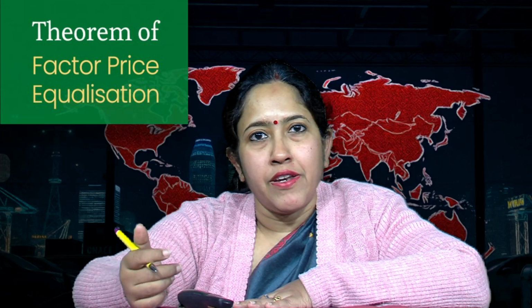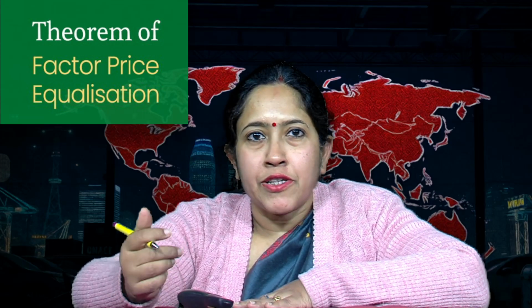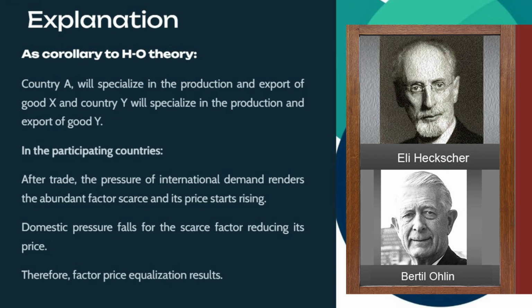Let us understand the theory. As a corollary to the Heckscher-Ohlin theory, countries will specialize in that line of production in which their abundant factors are used more intensively.